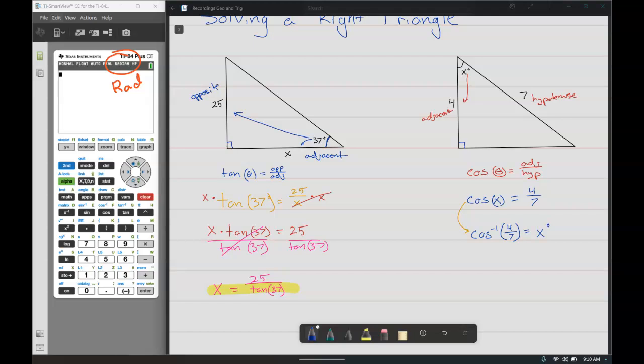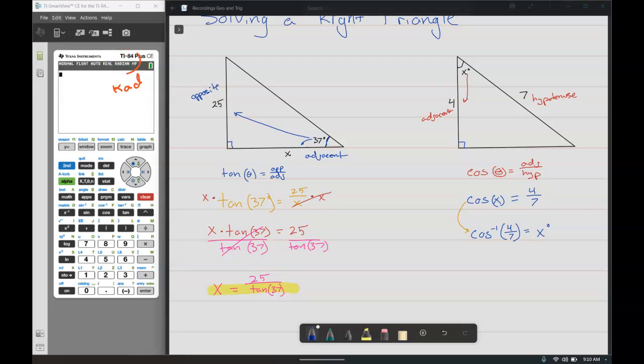If the angle is given in degrees, we have to use degrees mode. If the angle is given in radians, we have to use radians mode. And whichever mode we're in, if we're trying to find the angle, that's what it's going to return the angle as, either degrees or radians. So we have to make sure that we change that.